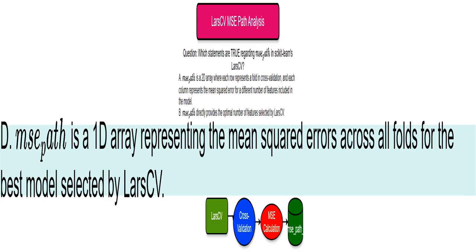This is incorrect. MSE_path_ is a 2D array, a table, not a 1D array, a list. It contains MSE for all models and all folds, not just the best one. I need to keep in mind the difference between a list and a table.